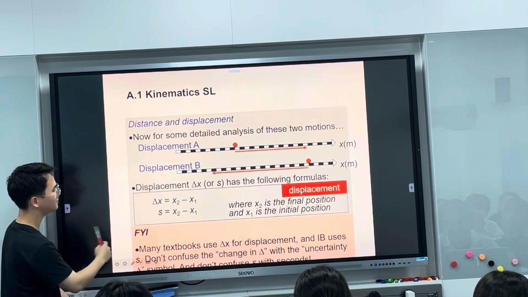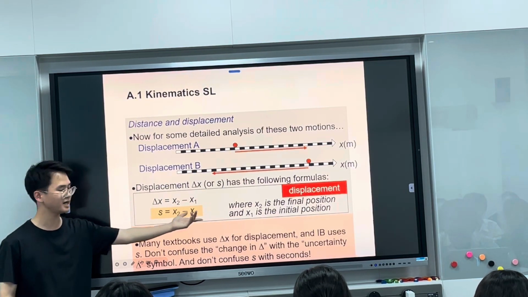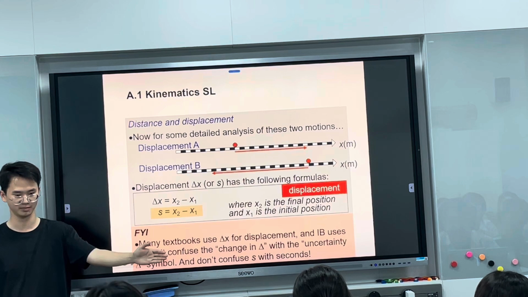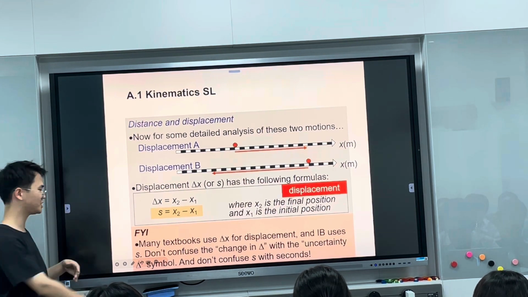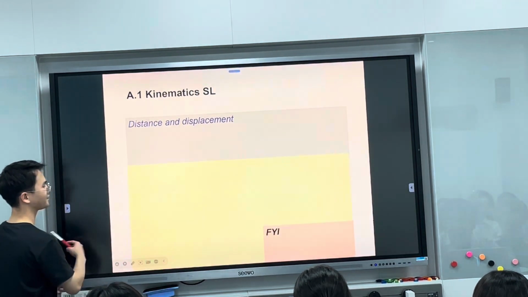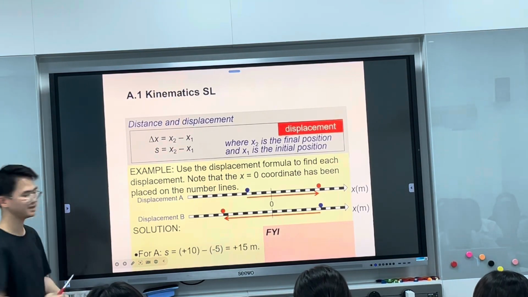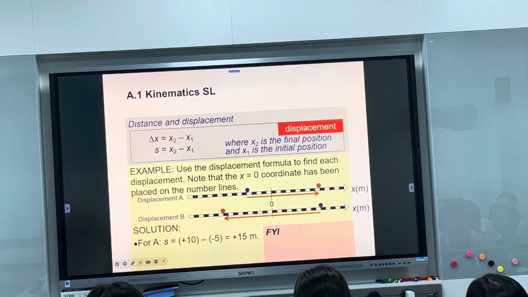Okay, let's move. We know that the displacement is just two positions: final position minus your initial position, right? Displacement is final position minus your initial position. Okay, let's move. Too easy. Skip.